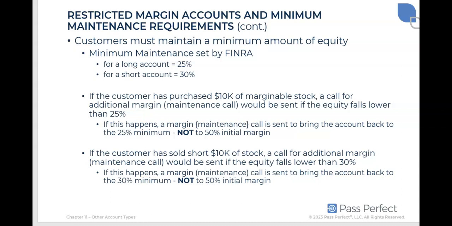For a short margin account, when someone sells a stock short, if it goes up, they're losing money. They're losing equity if it goes up instead of down. But it cannot go below 30% equity. And again, if that happens, you have to meet the maintenance call and get back above 30%.